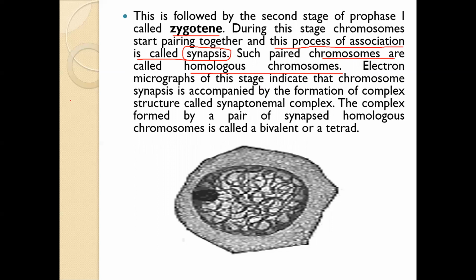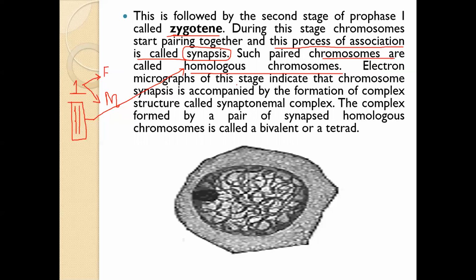Homologous chromosomes means two chromosomes having the same features. So if we consider chromosome number 1, one chromosome number 1 comes from the father, another chromosome number 1 comes from the mother, but both are chromosome number 1. During the process of meiotic cell division, in the phase of zygotene, these two chromosome number 1, which come from mother and father, come close together, and we call these two chromosomes homologous chromosomes.